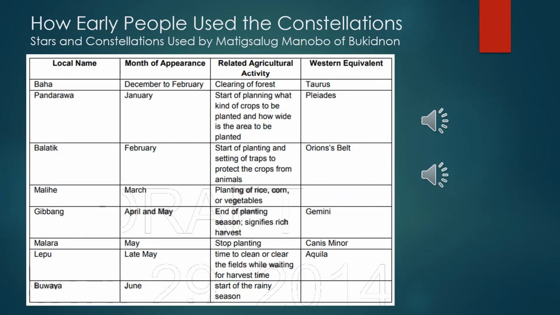The constellations made it easier for them to recognize and interpret patterns in the sky. For example, Gemini is seen in the Philippines during the months of April and May. Farmers interpreted the appearance of Gemini as the end of planting season and it signified rich harvest. The table shows how the Matigsalag Manobo of Bukidnon used the stars and constellations in relation to their agriculture.